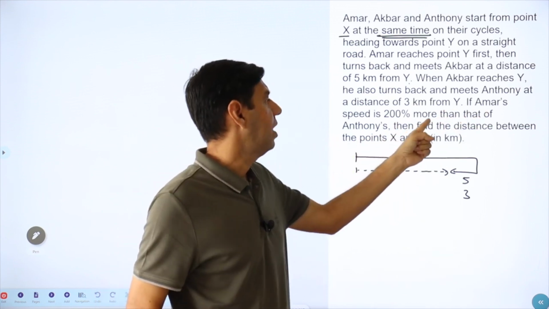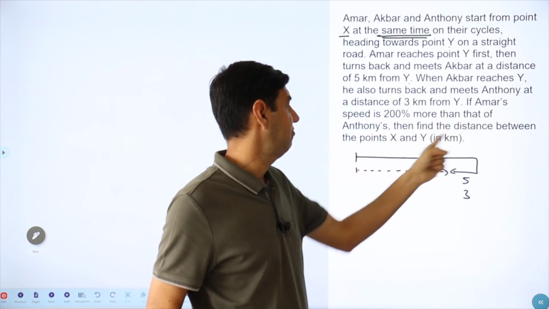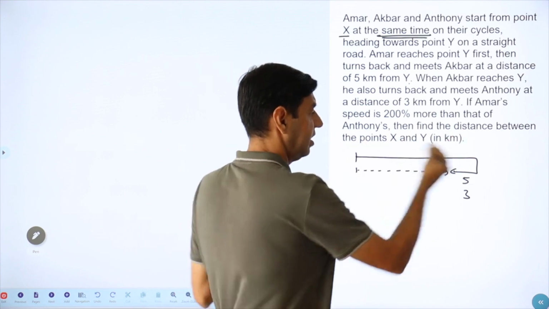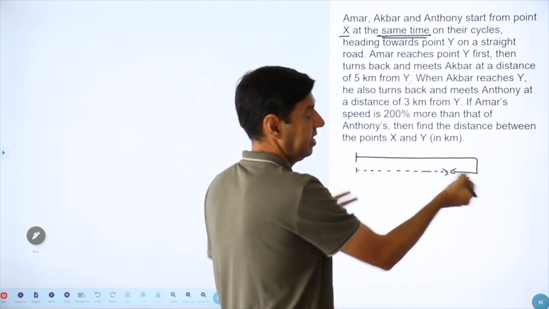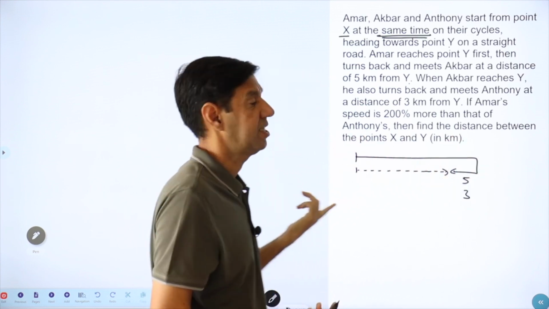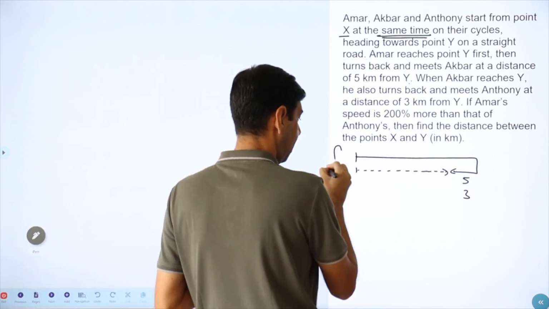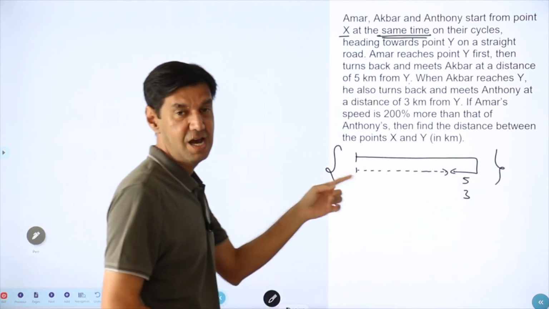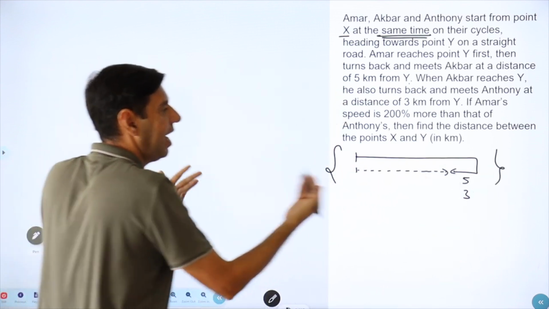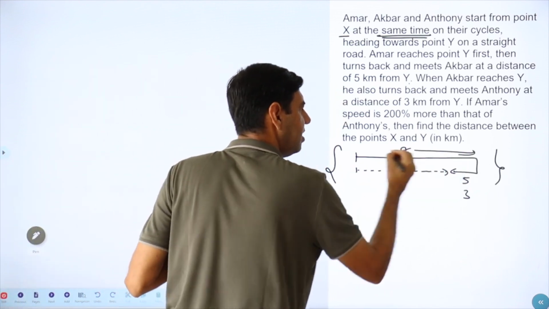Amar's speed is 200% more than Anthony's. Find the distance between them. So the distance between them is the question that is relevant. So I'll take my start from there. Now this is an interesting question. If you are comfortable with this sort of thing, it immediately comes down to: the total distance is x.